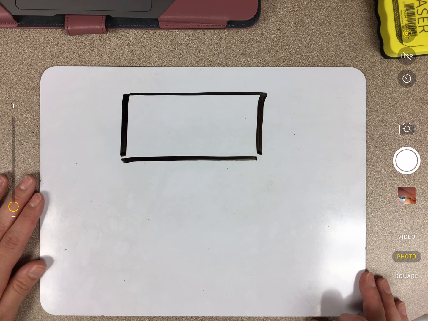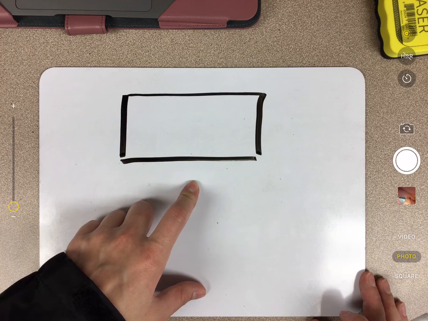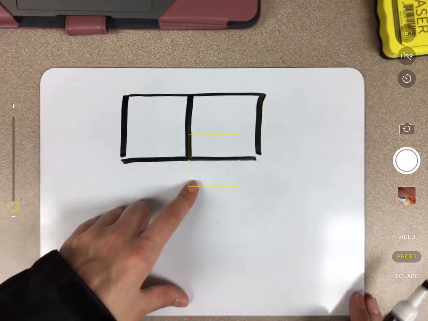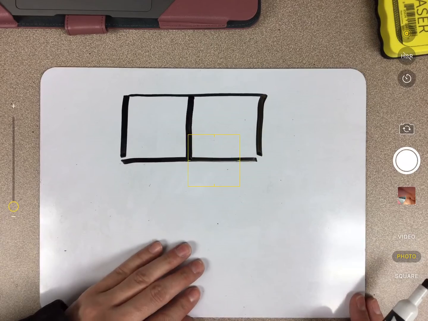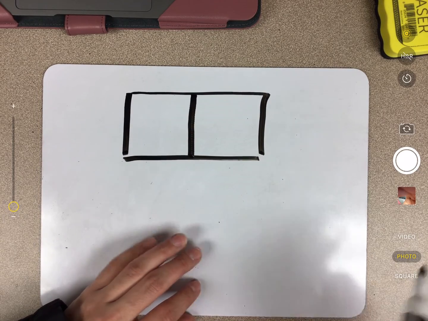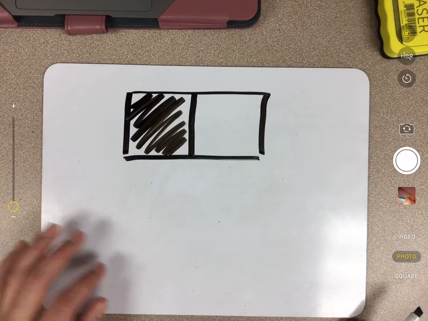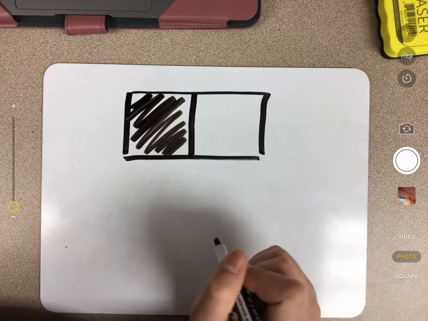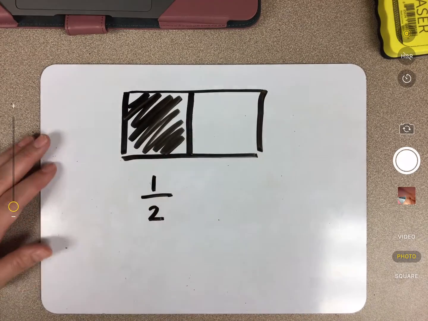Then, I want you to partition this rectangle into halves, just like that. This is halves, and I want you to shade 1/2 of your rectangle, like this. Then I want you to write the amount of the shaded piece. So what fraction of this rectangle is shaded? 1/2 is shaded.